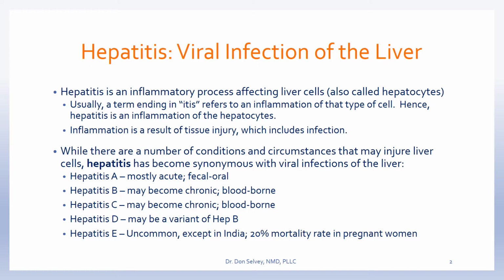Inflammation is a result of tissue injury, and very often that includes infection. And so while there are a number of conditions and circumstances that may cause injury to liver cells, when we talk about hepatitis medically, it is almost synonymous with a viral infection of the liver. There are 5 broad types of viral hepatitis, and we're going to walk through these one at a time, but here's the big overview: Hep A, B, C, D, and E.